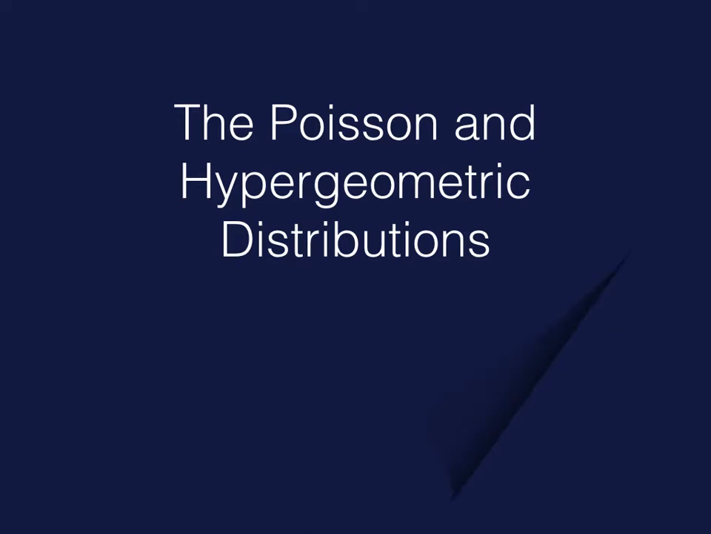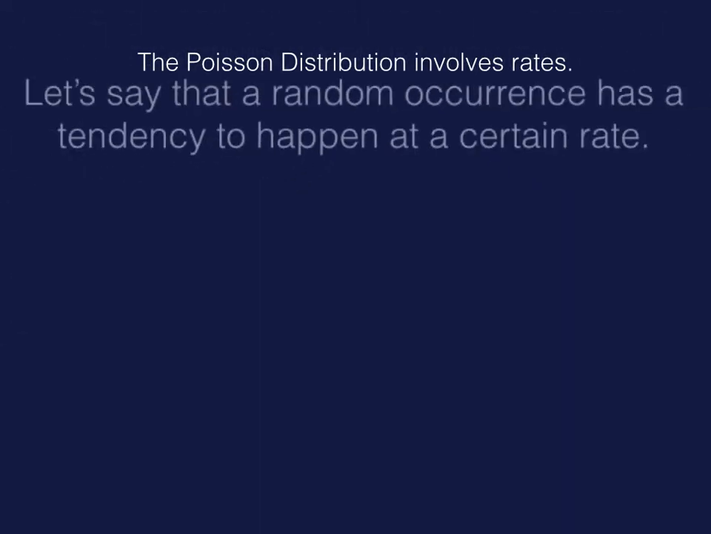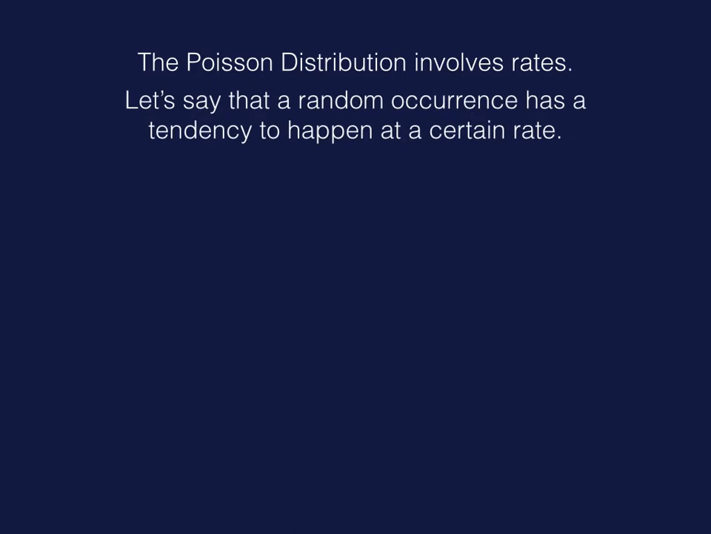Hi, this video is about the Poisson and hypergeometric distributions. So the Poisson is kind of unique. It involves rates. So random occurrences sometimes happen at a steady long-term rate.